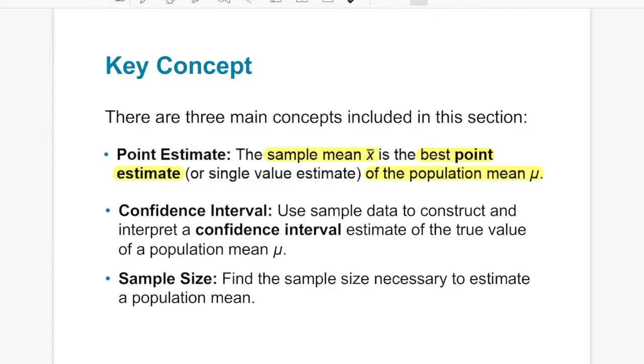Confidence interval. Use sample data to construct and interpret a confidence interval estimate of the true value of a population mean. Sample size. Find the sample size necessary to estimate a population mean. These are the three concepts that we are going to cover in this section.